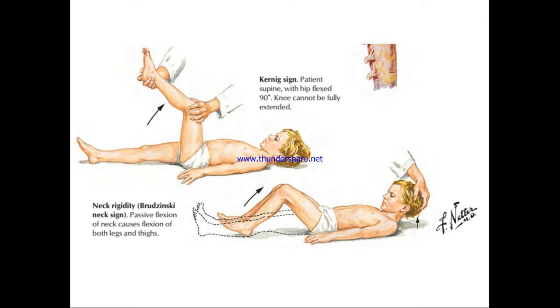So the Kernig sign: the patient is supine, the hip is flexed 90 degrees, and the knee cannot be fully extended. The patient resists it and complains of neck pain with doing so. With Brudzinski sign, passive flexion of the neck causes flexion of both legs and thighs and report of pain.